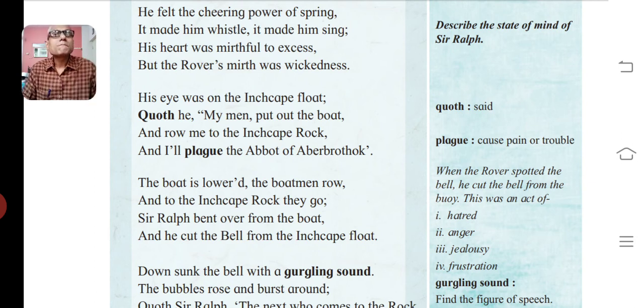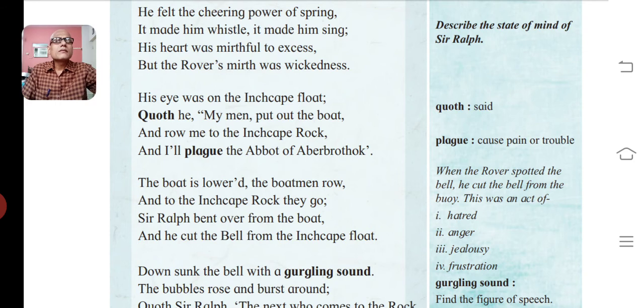Now see the next margin activity. When the rower spotted the bell, he cut the bell from the buoy. This was an act of, now here four options are given, you will have to select only one. 1. Hatred, 2. Anger, 3. Jealousy, and 4. Frustration. The correct answer is 3, Jealousy.